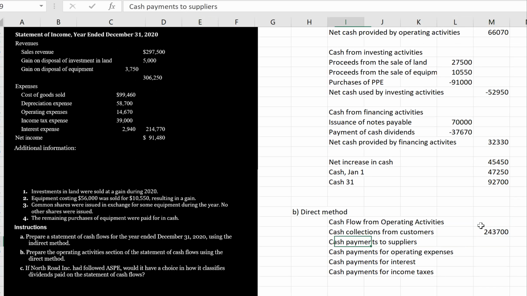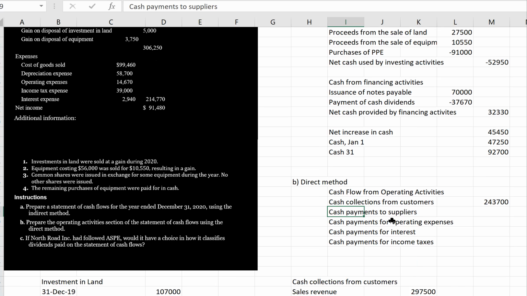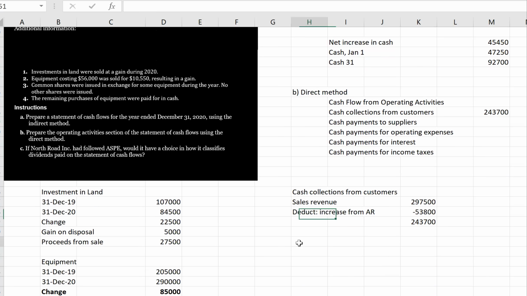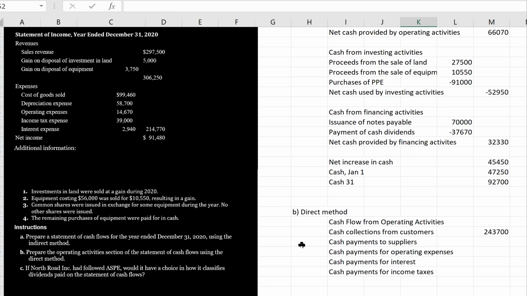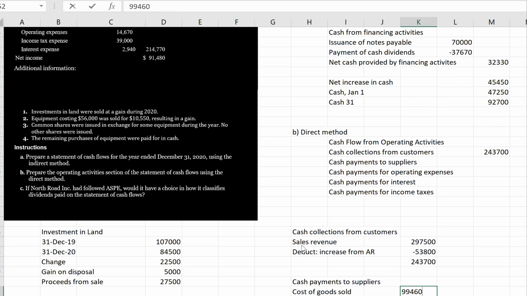Okay, so cash payments to suppliers. Let's see, where are we going to find this? We have cost of goods sold here. Cost of goods sold and inventory are the two connecting accounts there. So for cash payments to suppliers, we're going to start with cost of goods sold from the income statement. Let's find that number. We've got a cost of goods sold of 99,460.